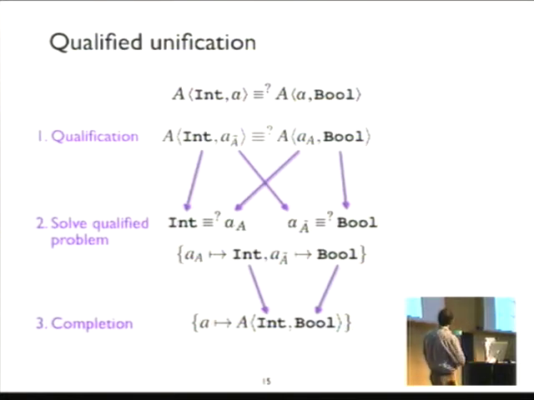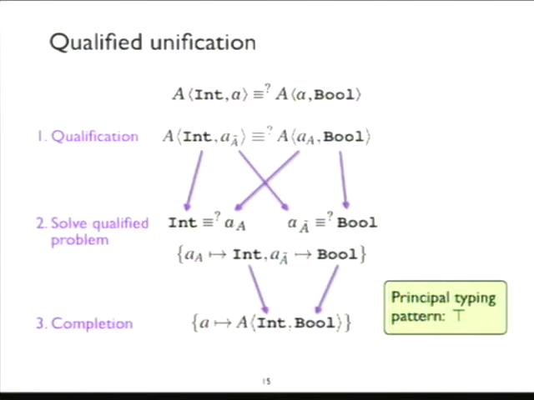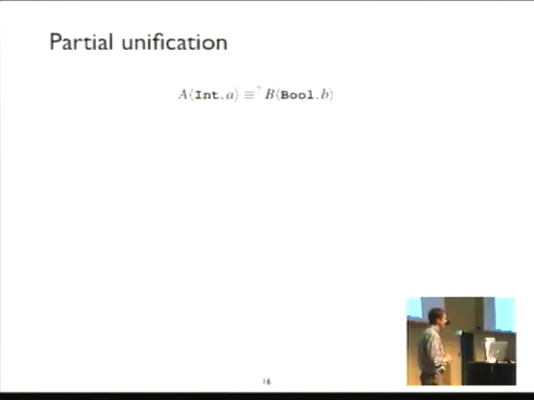Okay, so we successfully unified these two variational types. In this case, we also need to produce a typing pattern which represents whether there were any errors, and in this case there weren't. So we have this typing pattern top, which just means there were no type errors here. So let's look at a case that does have some type errors. Now we want to unify two choice types in different dimensions. So we're going to unify a choice in dimension A with a choice in dimension B.